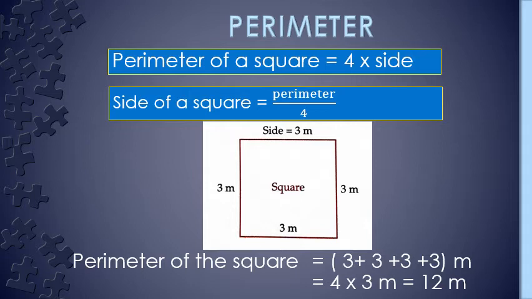And this is also the formula of the perimeter of the square, that 4 multiplied by side of the square, and side is equal to 3 meter. That is why we are writing 4 multiplied by 3 meter is equal to 12 meter. So this is the perimeter of the square.